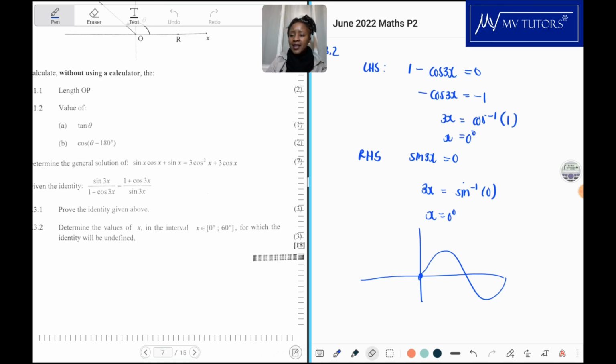Determine the values of x in that interval. You can't get anything else. Even if you go and determine the general solution, your reference angle is 0. If you're going to take cos for 1, your reference angle will be 0 for the first quadrant. And in the fourth quadrant, where you have 360 minus 0 plus 360 times k, where k is an element of integer, you're still going to get 0. You're not going to get anything within that range of 0 and 60. It's just going to be 0.